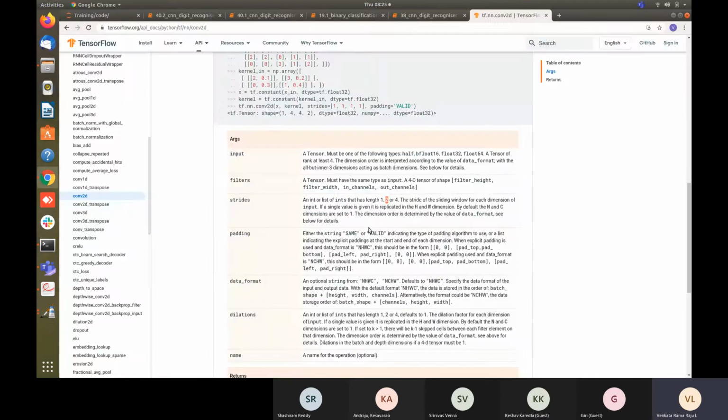But they said 4 there, right? If you give 4 values there, a list of 4 values for stride, yeah, filter height, filter width, in channel, out channel, right? So this is the rows and columns, and this is the input channels, how many channels, and output channels. So the number of filters, right?